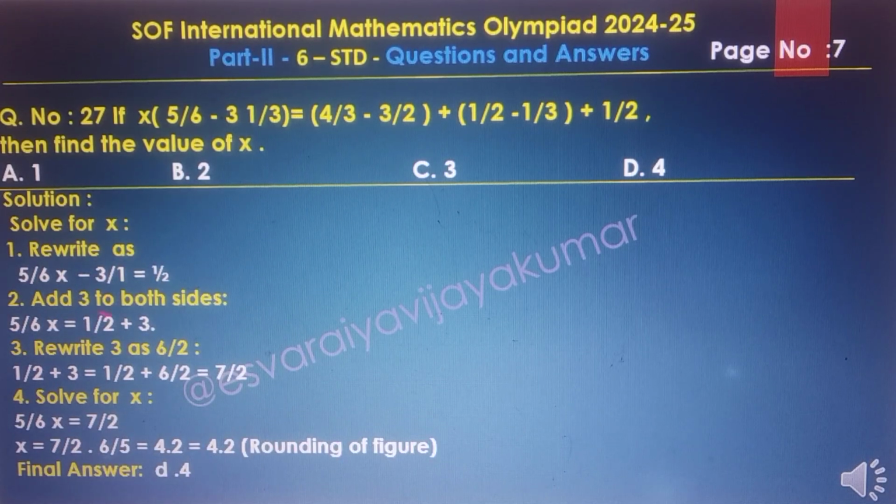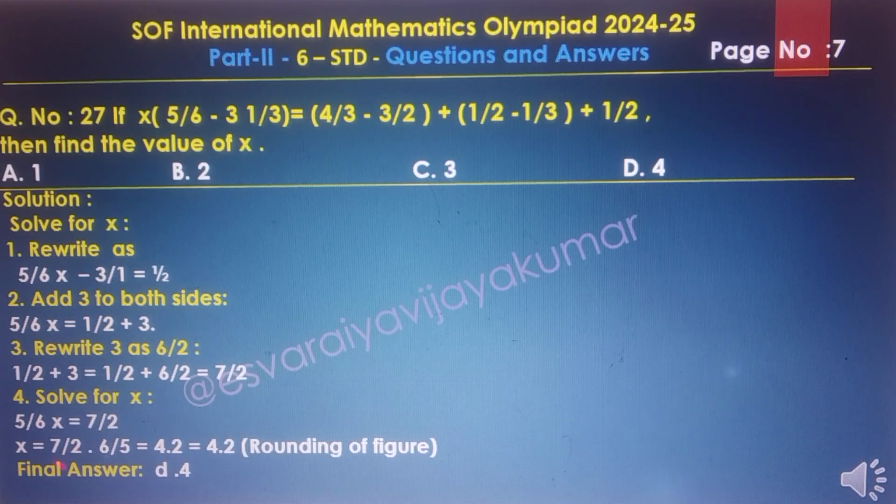Now solve for x. Rewrite as 5 upon 6 x minus 3 upon 1 equals 1 by 2. Add 3 on both sides. We get 5 upon 6 x equals 1 by 2 plus 3. Rewrite 3 as 6 by 2. 1 by 2 plus 3 equals 1 by 2 plus 6 by 2 equals 7 by 2. So 5 by 6 x equals 7 upon 2.